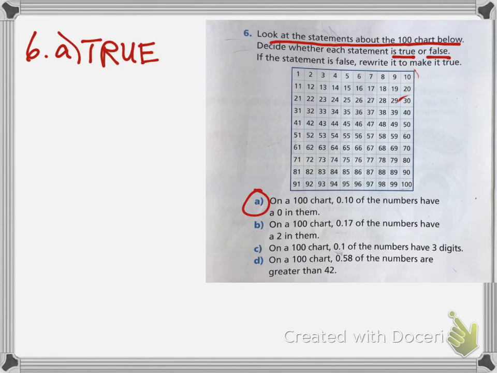All right, let's look at B. On a 100 chart, 0.17 of the numbers have a 2 in them. I want you to pause the video and count how many numbers have the number 2 in them. So you're going to count like this. 1. Oh, it's doing it to me again. Okay, pause the video and count them up.